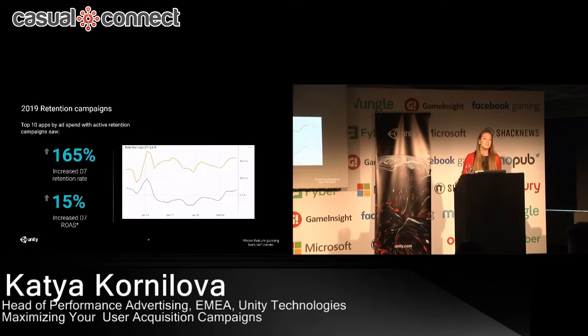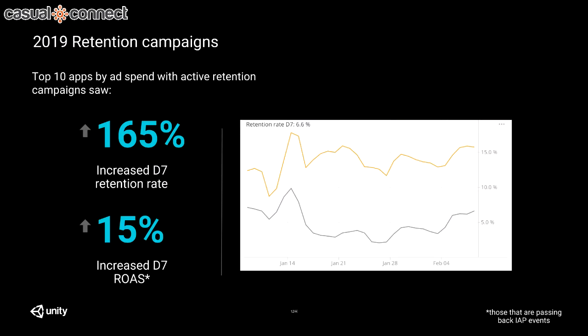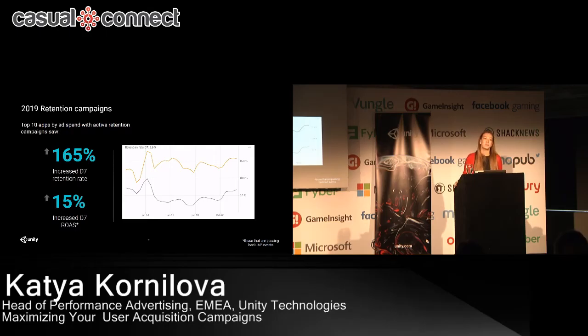Here are the 2 examples. The first one is on the retention campaign. They're taken from the beginning of the year, when the level of the users is quite high. But you can see that whilst running the retention campaigns, the average day 7 retention for our top apps that are spending money on retention campaigns has gone up by 165%, which is quite a significant growth just through running these campaigns. We also look at the information with the in-app purchases for those who are passing this to us, and this uplift in the retention also led to a 15% uplift in the ROAS.